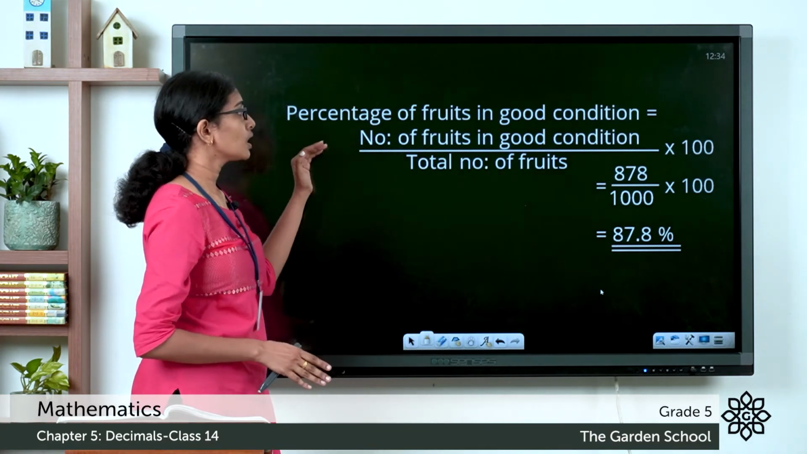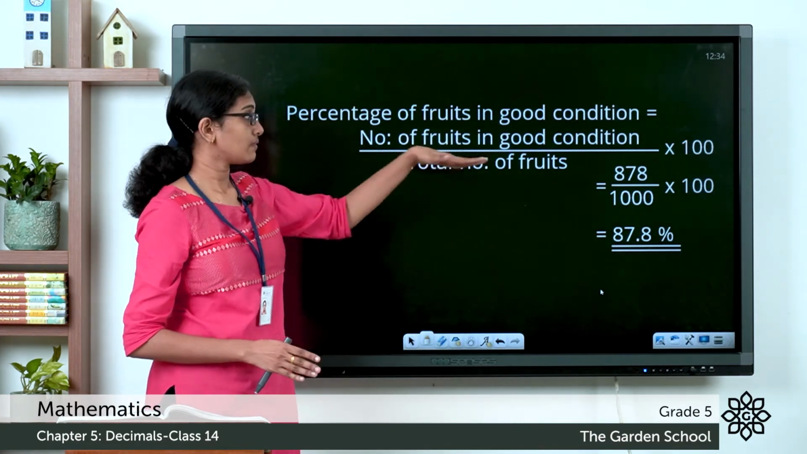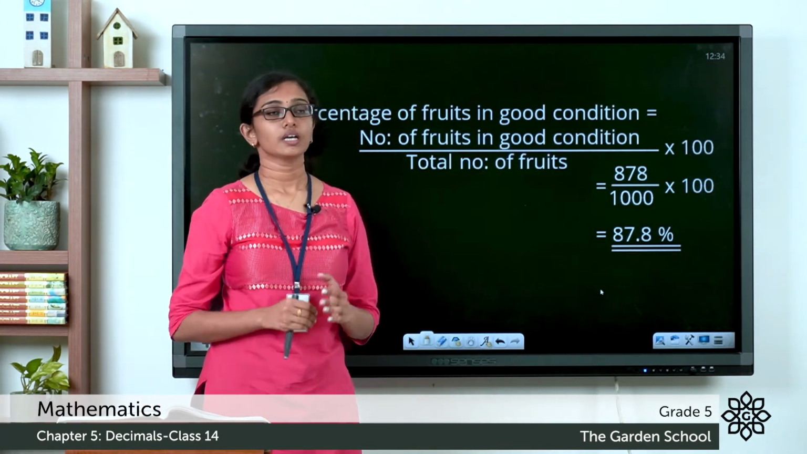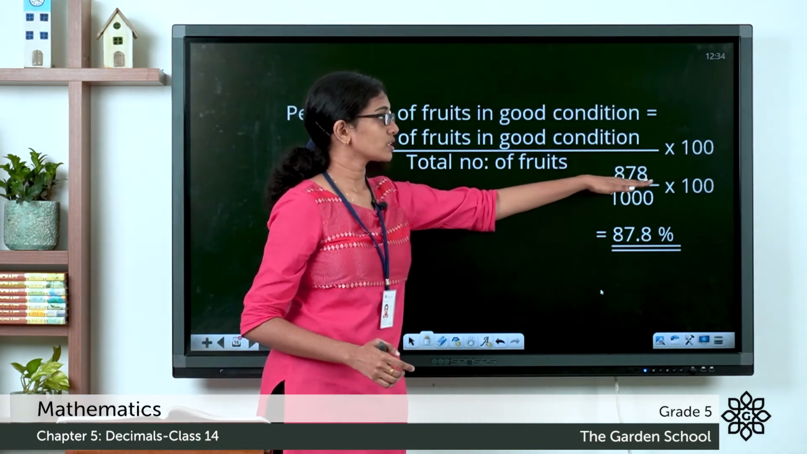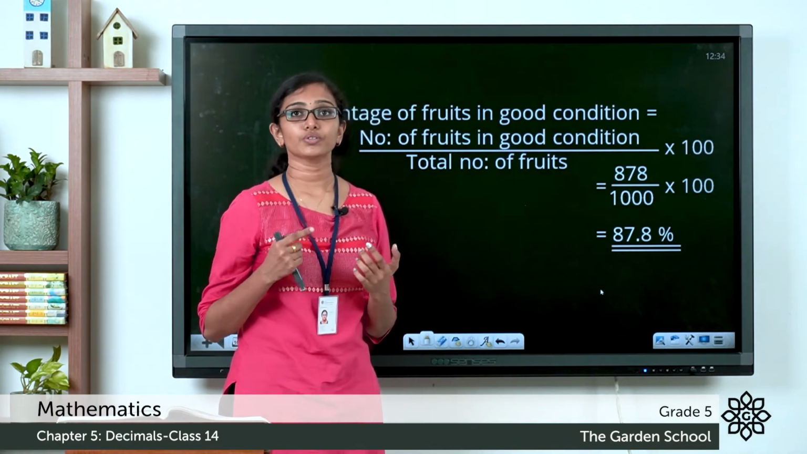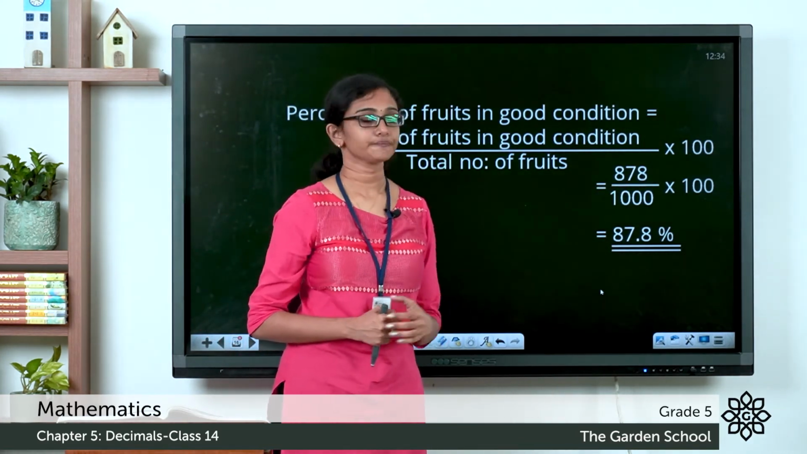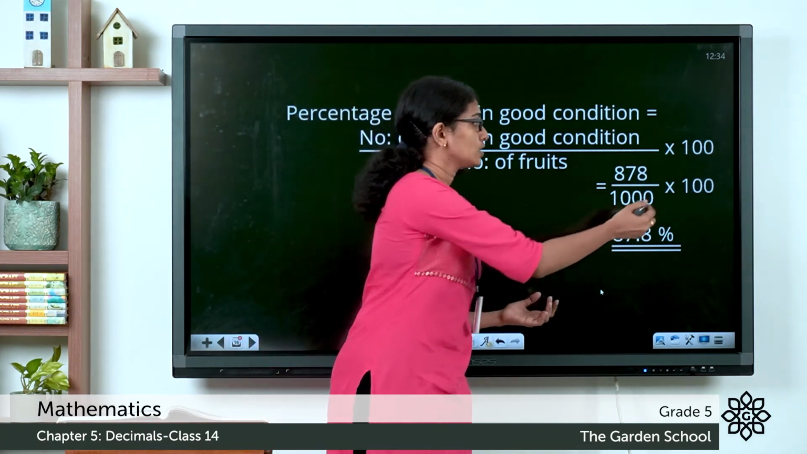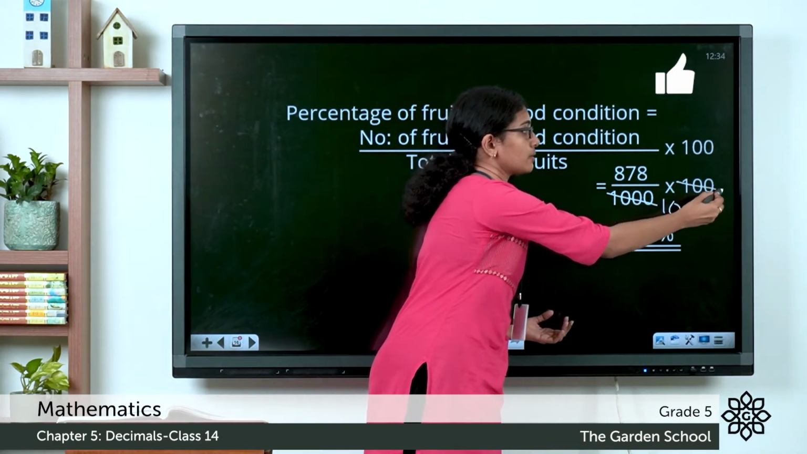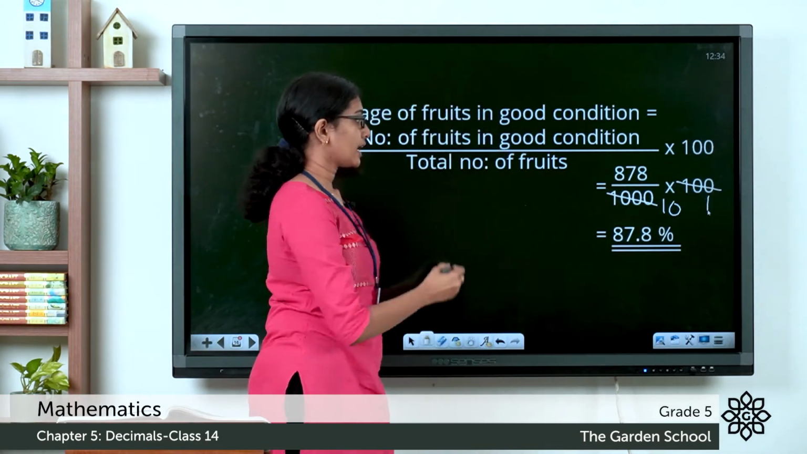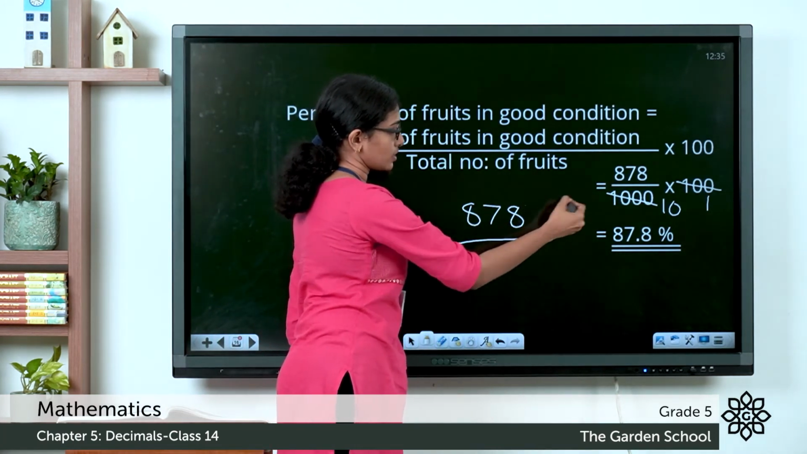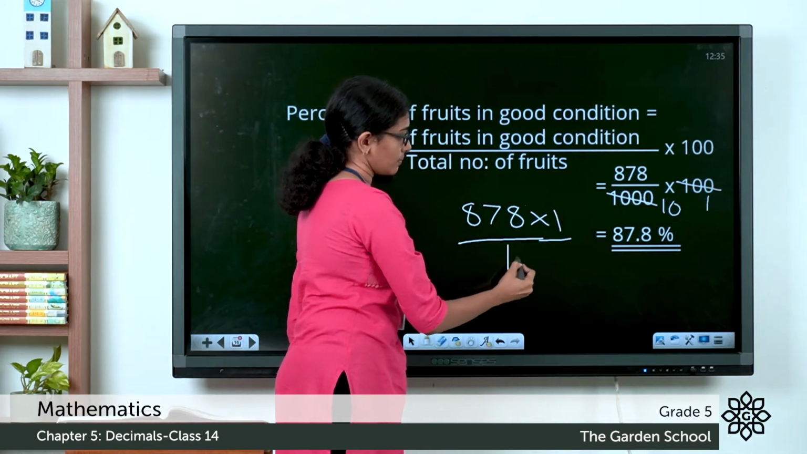It would be equal to the number of fruits in good condition divided by the total number of fruits into 100. That would be equal to the number of fruits in good condition, which is 878, by the total number of fruits, that is equal to 1000 into 100. Let's cancel out the common factors. So here 1000 divided by 100 is 10, and here 100 divided by 100 is 1. So here it is 878 into 1 divided by 10.